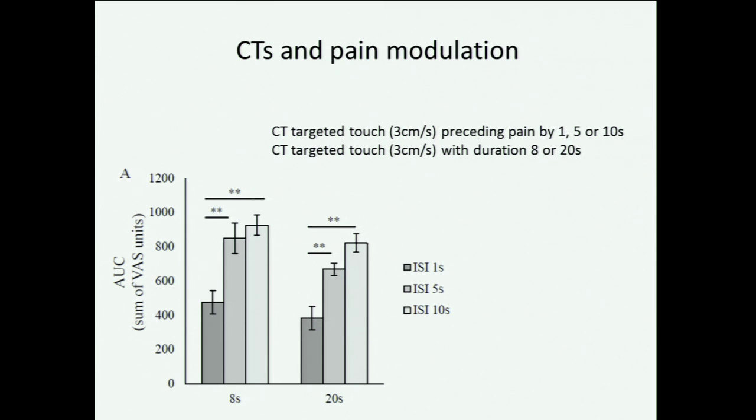We changed the timing between when we stopped brushing and when we applied the heat pain. The shorter the duration between the brushing and the heat pain, the more effective was the pain reduction, or the larger was the pain reduction. So a short interstimulus interval gave better pain reduction than a longer interstimulus interval.